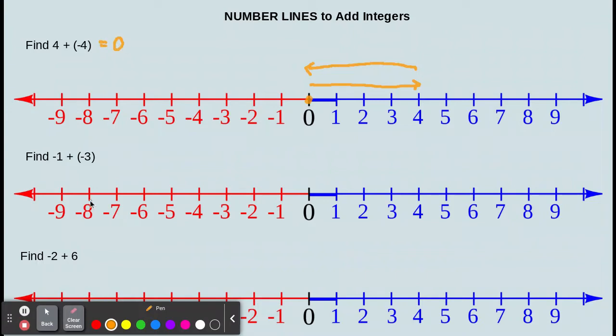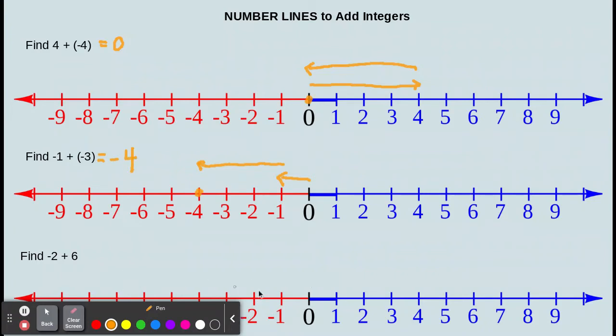Okay, let's try this one here. We're going to start at 0 and move a negative 1. So we're going to move one space in negative. And now we're going to add a negative 3. So we're going to pick up where we left off, and we're going to move 3 spaces in the negative direction. 1, 2, 3. And where we end up is our answer. So our answer is negative 4.